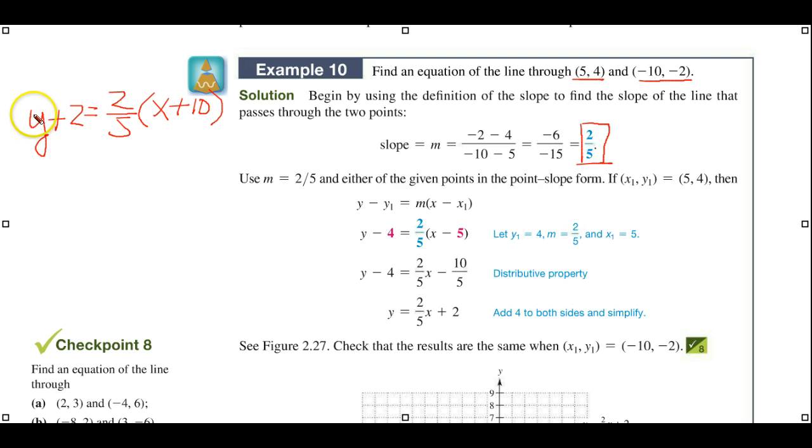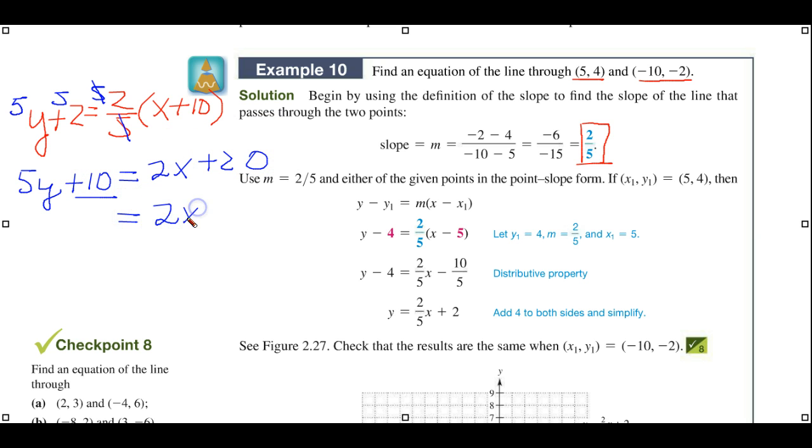Now I have 3 terms. This is one term, and all of this is one term. And an easy way, if you have something with a fraction, is to multiply each term by the lowest common denominator, which is 5. So here the 5's cancel out. So this is 5y plus 10 equals 2x plus 20.